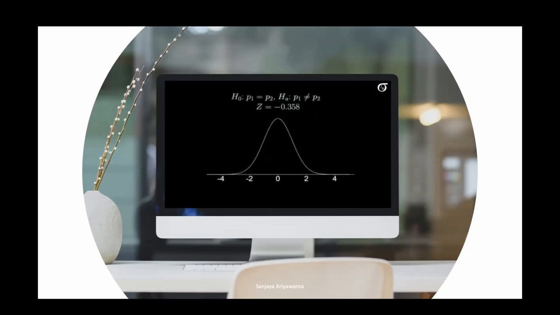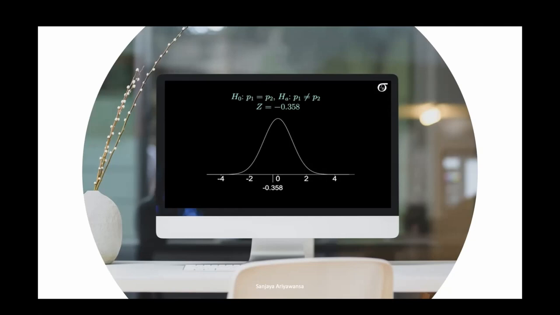Here are the hypotheses, the observed value of the test statistic, and the standard normal distribution. The observed Z value of minus 0.358 falls right here on this distribution. Now that is not far out in the tails, so we can recognize right away that we don't have a lot of evidence against the null hypothesis. But we should quantify the strength of the evidence against the null hypothesis with a p-value.